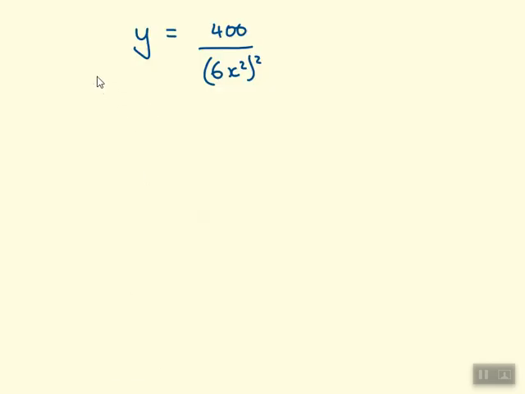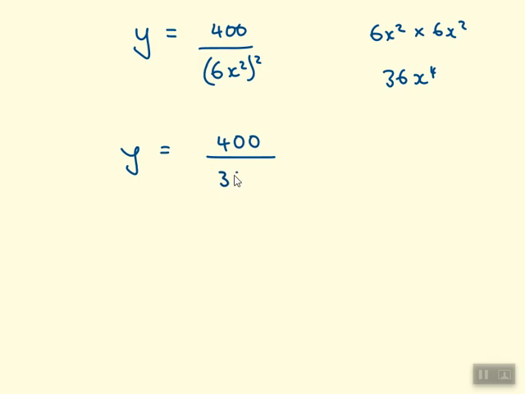So we need to do a bit of basic algebra. 6x squared, squared, just means take 6x squared and multiply it by itself. Well, what would that be? 6 times 6 is 36, and x squared times x squared is x to the power 4. Just remember your basic rules of indices. So first of all we replace that bottom, without a bracket, with 36x to the power 4.